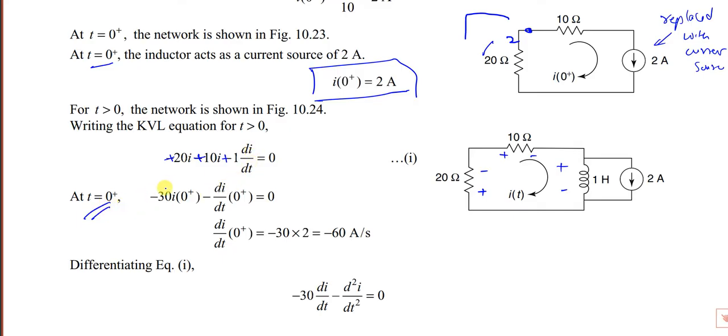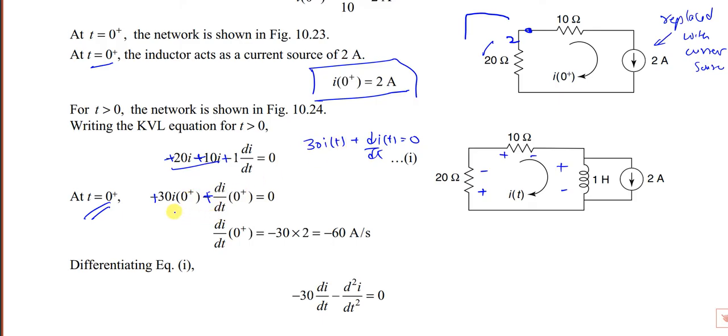Now substitute at t is equal to 0 plus. At t is equal to 0 plus, this 20i and 10i is 30i. 20 plus 10 is 30i. And di by dt, we'll write here: 30 I of t plus di by dt of t is equal to 0. At t is equal to 0 plus, I'm substituting t as 0 plus.